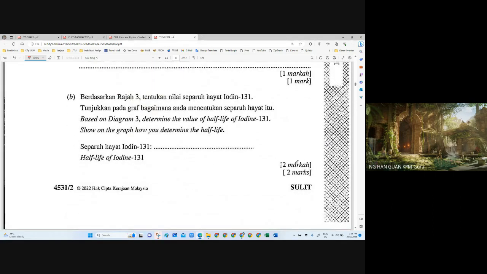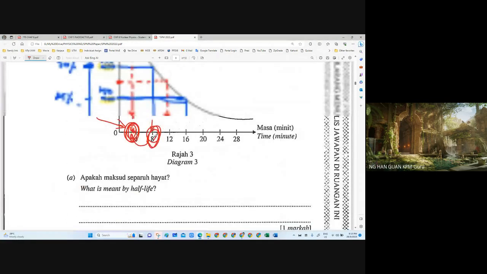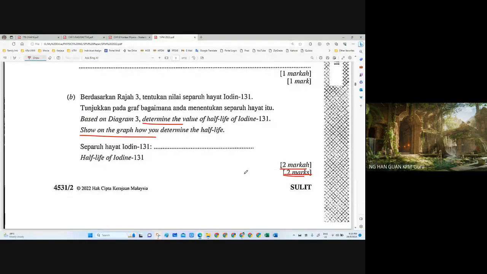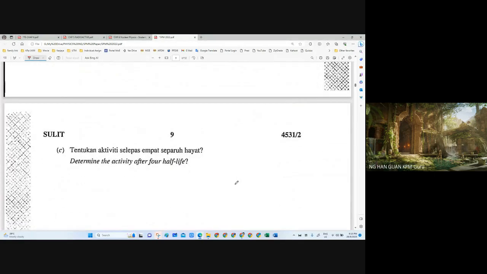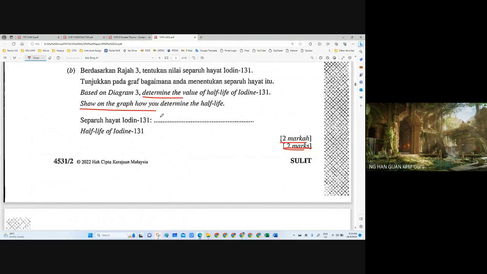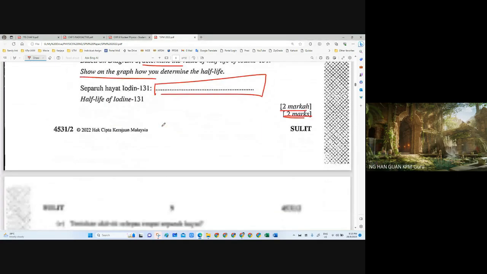Okay. So you see, there are 2 marks here. You have to determine the value and show it on the graph. That's why you need to show the line. You show the line, so they will accept the answer. So there's nothing to worry. Okay. And then after that, the next question will be based on the answer here. Okay.